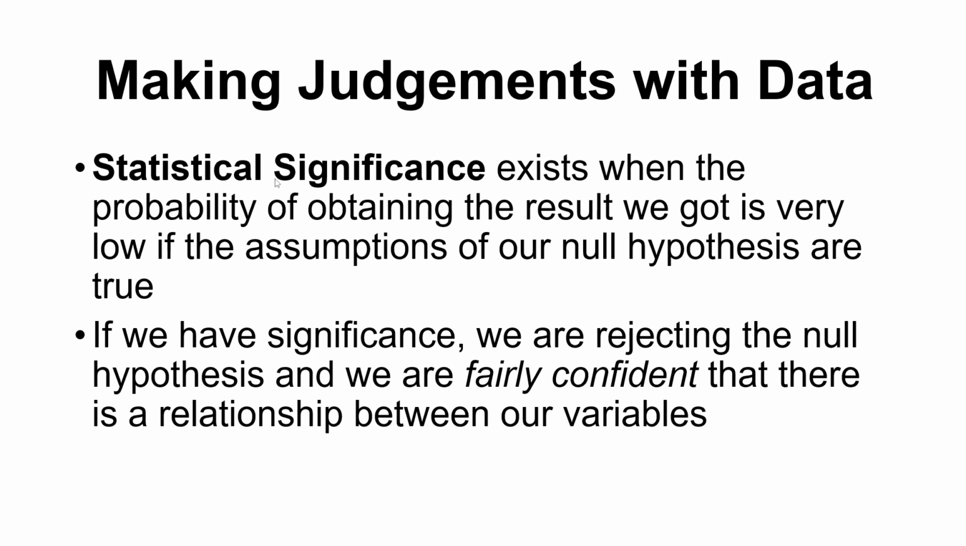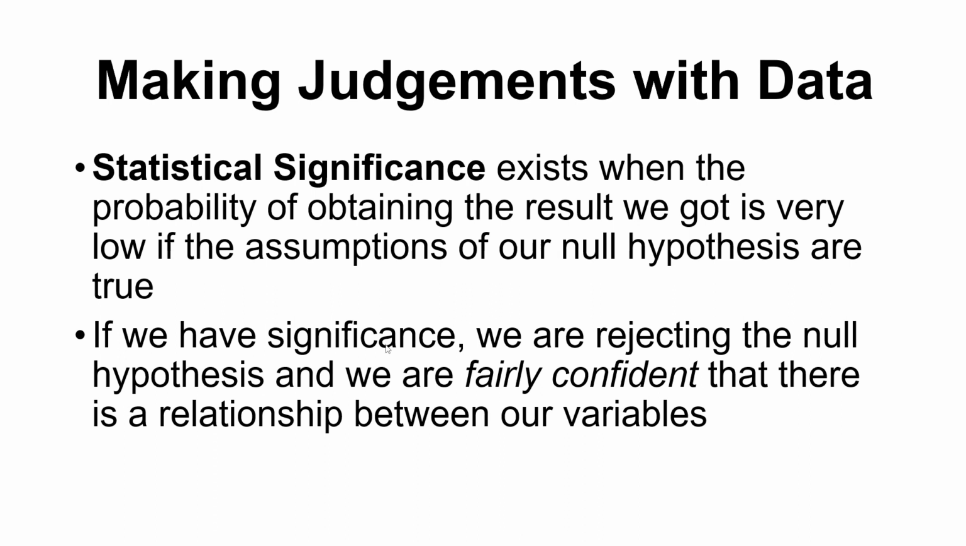And so, for more words in slightly different ways to help get that point across, we would talk about statistical significance. We would say it exists when the probability of obtaining a result as extreme as what we got would be very low if the assumptions of our null hypothesis are true. So if we got this large of a difference between our groups, it is very unlikely to have occurred if there was actually no difference between those groups, if there was no real relationship present.